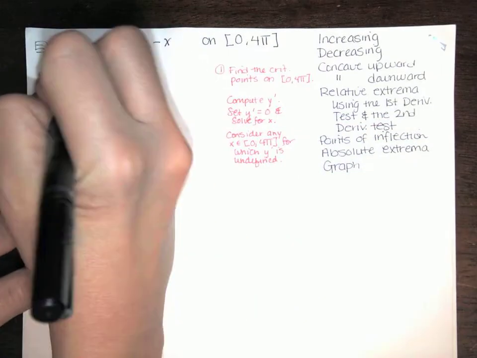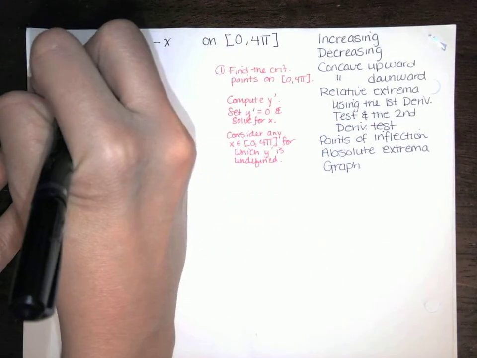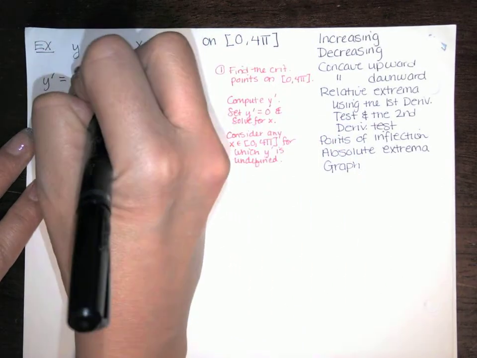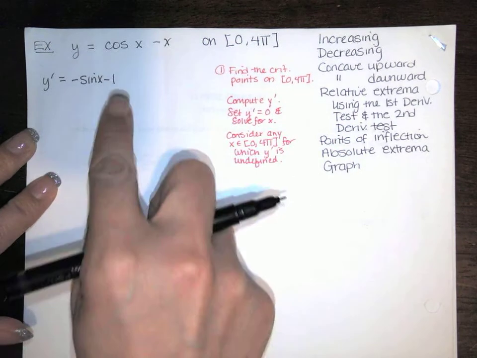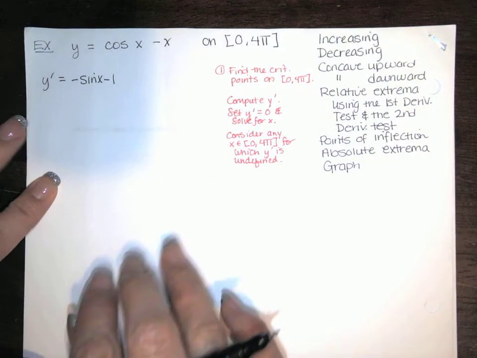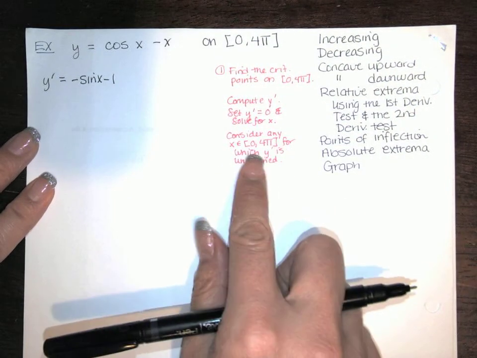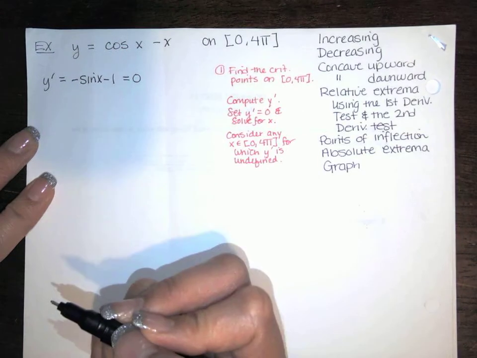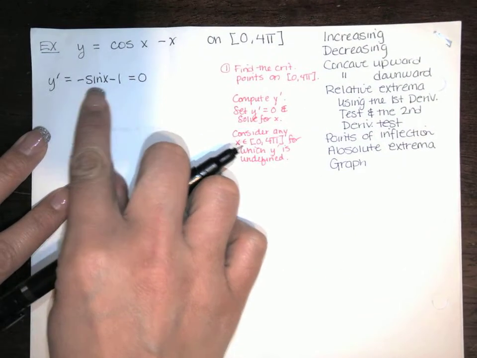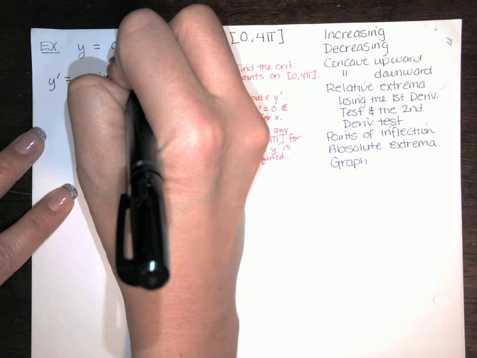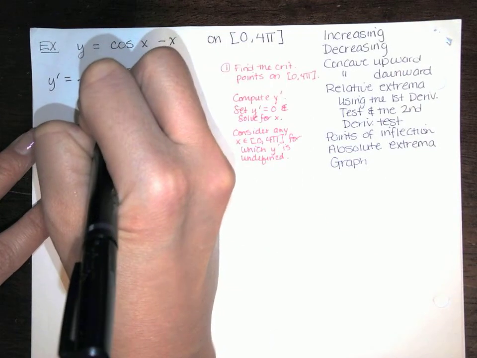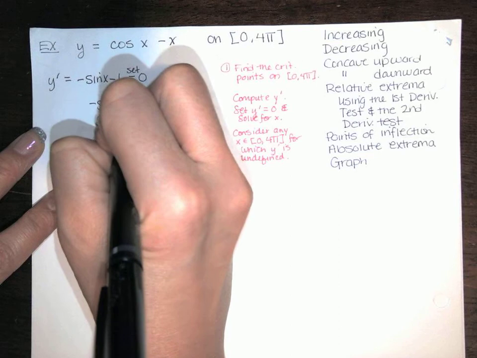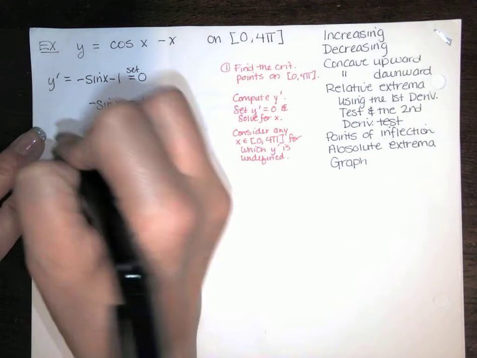Okay, the derivative of cosine of x is negative sine of x. The derivative of negative x is negative 1. That derivative is well defined for all numbers, so we don't have to worry about the first part, or the second part, excuse me. Now we just need to set that equal to 0 and solve. So I've got negative sine of x minus 1 equals 0. Well, that means that negative sine of x equals 1. Or we can multiply both sides by negative 1, and we get sine of x equals negative 1.